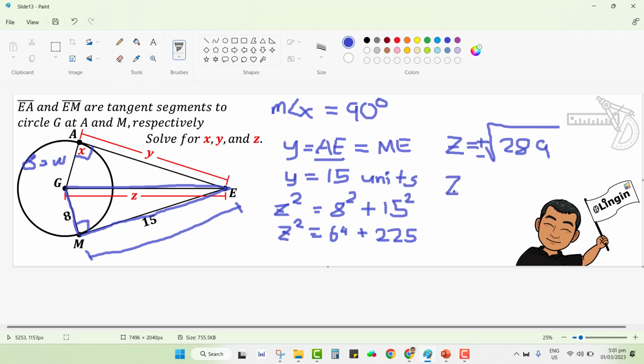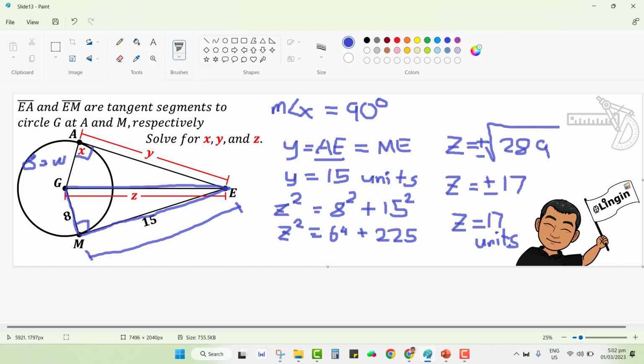So the value of Z is equal to plus or minus. We are just so lucky that 289 is a perfect square of 17. Hence, Z is positive or negative 17. But of course, we need to trim it down to our final answer. Since we're talking about measurement and we don't allow negative measurement, Z is simply 17 units, or positive 17 units.